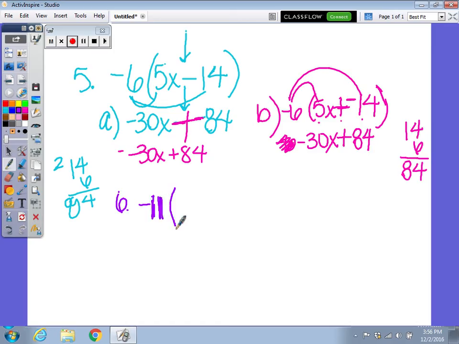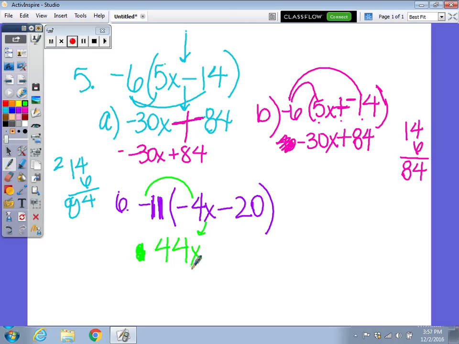This is negative 11 times the difference of negative 4x minus 20. And you have to be very careful about your signs. So if you want, you can pause it, and if not, you can follow along. So we have negative 11 times negative 4, and that's a positive. We don't need to write plus. That's a positive 44, because a negative times a negative is a positive, and I bring that x with me.